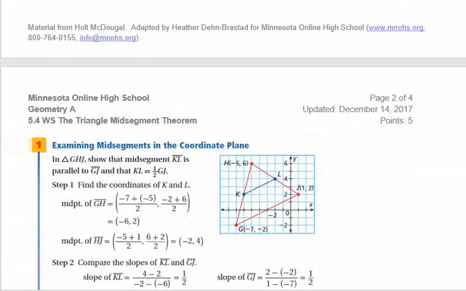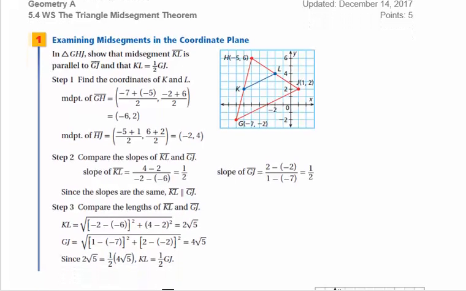All right, so then the next part is down here. We're going to look a little bit more about why what you found in your little experiment is true. So here we have the mid-segment KL has been created here, and the coordinates of K and L are the midpoints of HG and of HJ. So they show here how to find the midpoints. You just add the x values of the 2 endpoints and divide by 2, and then add the y values of your endpoints and divide by 2. That gives you the midpoint. And they wrote that there.